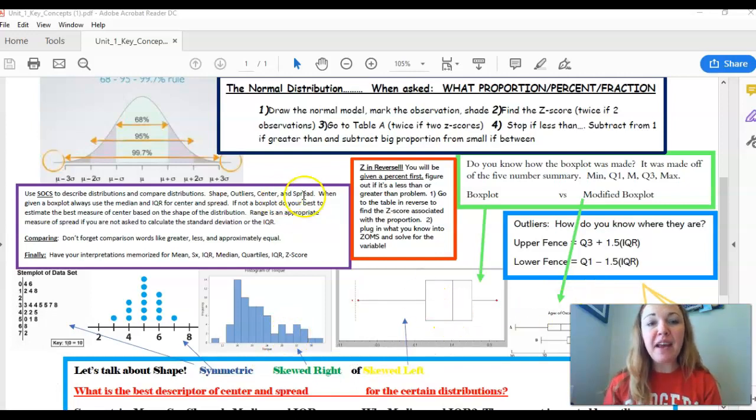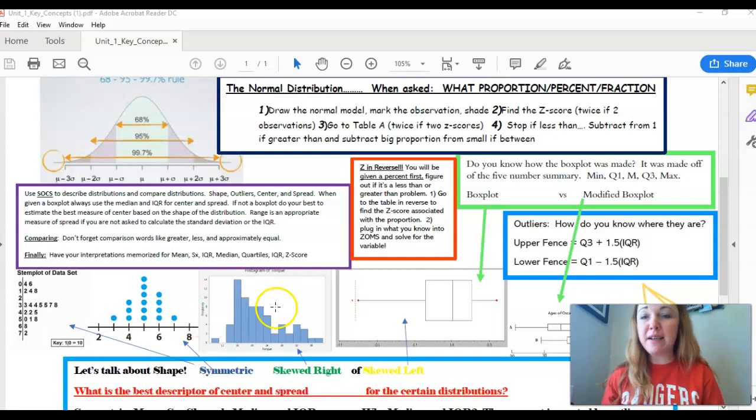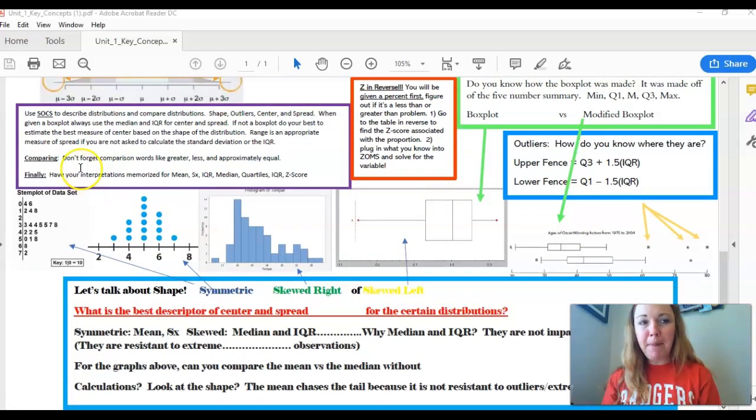And then finally the spread. And we talked about the spread being the IQR, right? Or the standard deviation. If they don't give you the standard deviation and just a dot plot, you do the max minus the min. Okay, next I want to talk about comparing.